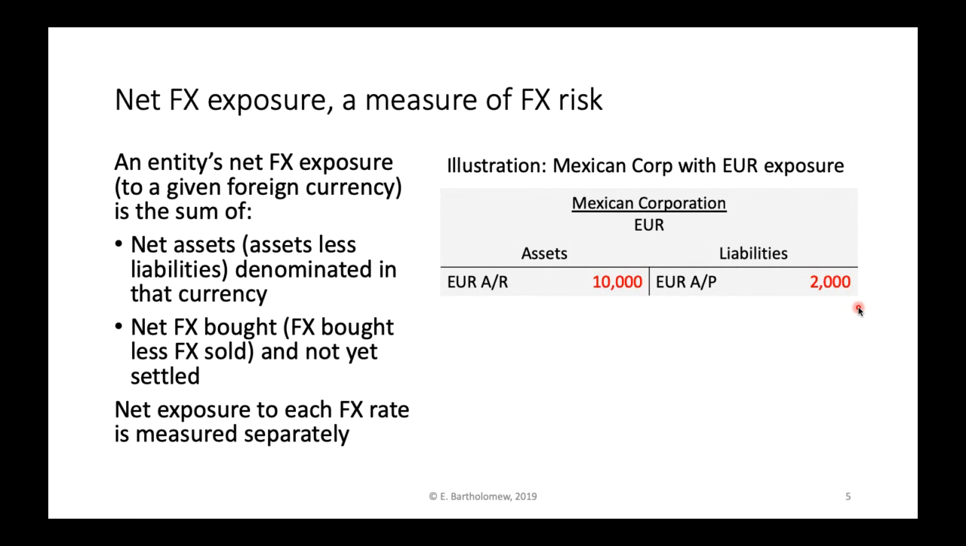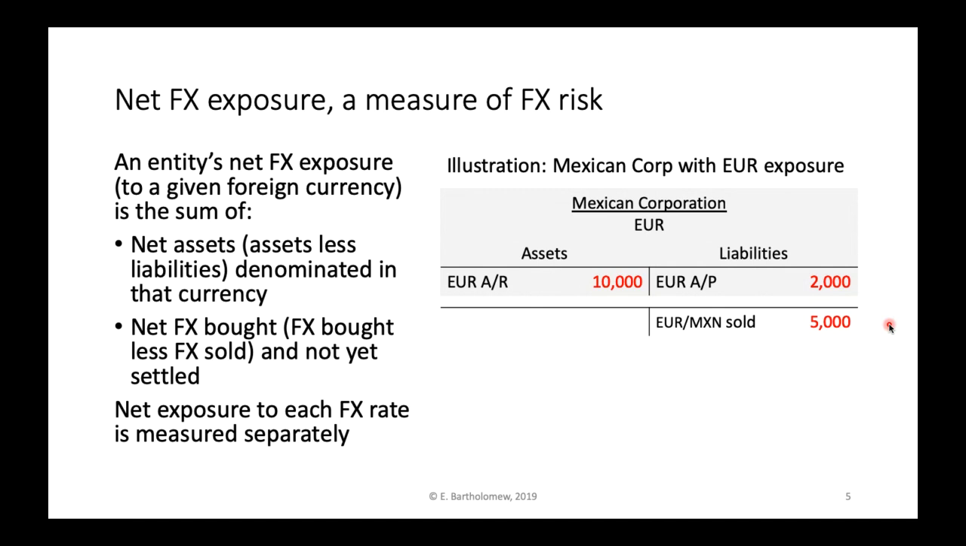So let's look at an illustration. Suppose we have a Mexican corporation with euro exposure. So they have accounts receivable. These are bills due from perhaps European counterparts, 10,000 euros. And then as a liability, they have accounts payable also in euro, 2,000. So 10,000 is their asset, that's receivable, and 2,000 is their payable. In addition to that, they may have sold euro against Mexican peso forward. So they've essentially sold euro forward for say 5,000 euros.